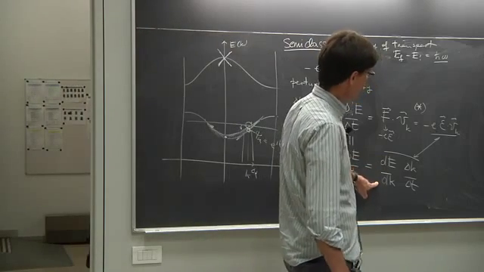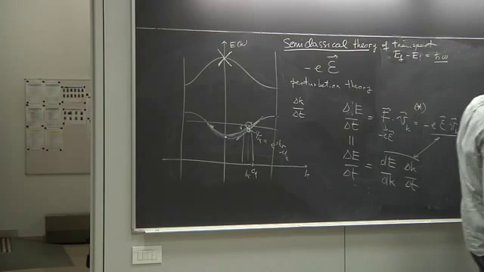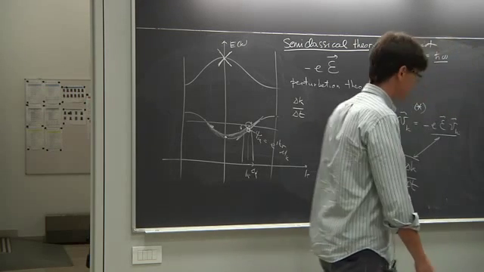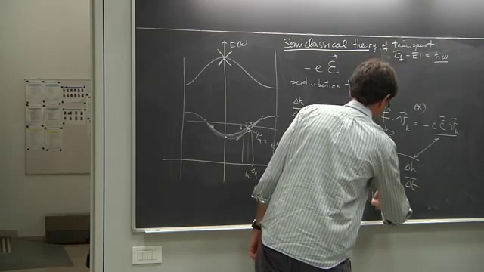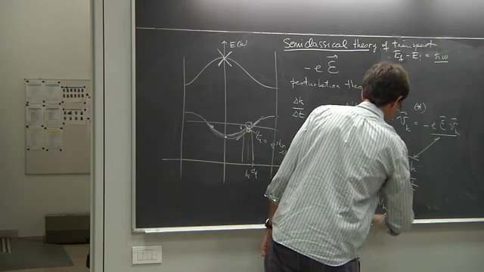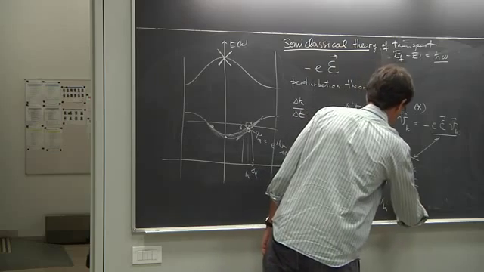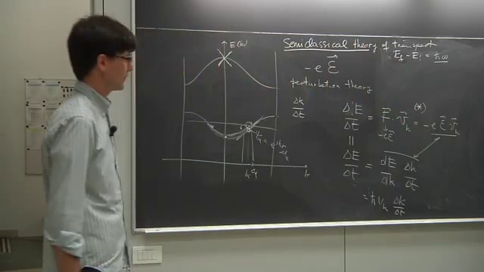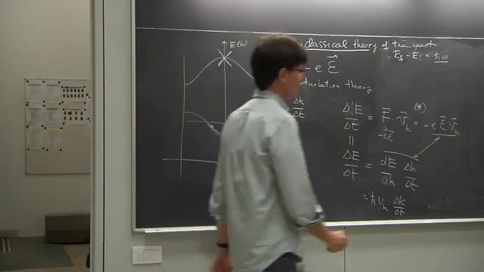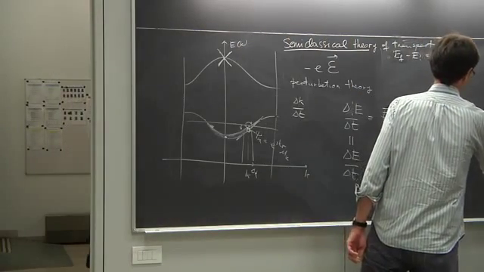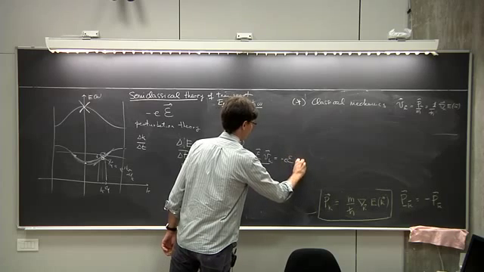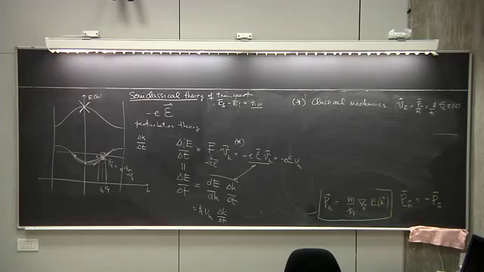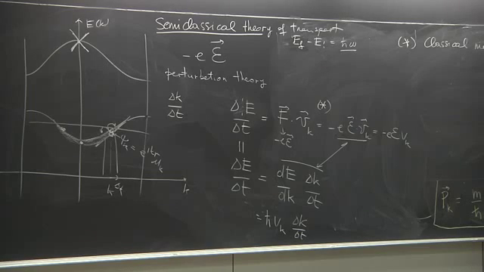But dE over dk is, in fact, in one dimension, h bar times the velocity. So this is h bar times the velocity, times dk/dt. Allow me to do these considerations in one dimension, okay? So you have a single electron. It is also true in three dimensions, but let me do it in one dimension, just for simplicity.